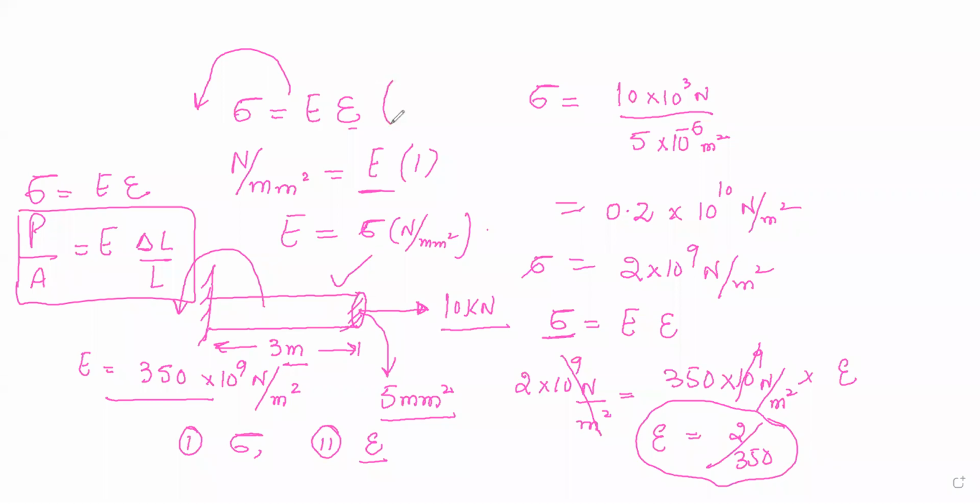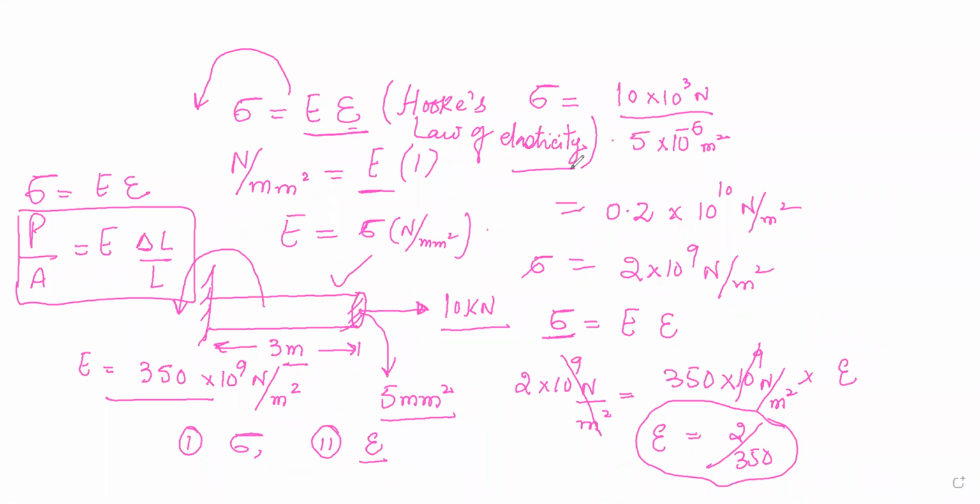And this equation, stress is equal to Young's modulus times the strain, this is what we call Hooke's law of elasticity. This is called Hooke's law. This is the simplest form of Hooke's law of elasticity. So this is how we define it. This is what we talk about as the normal stress and the normal strain.